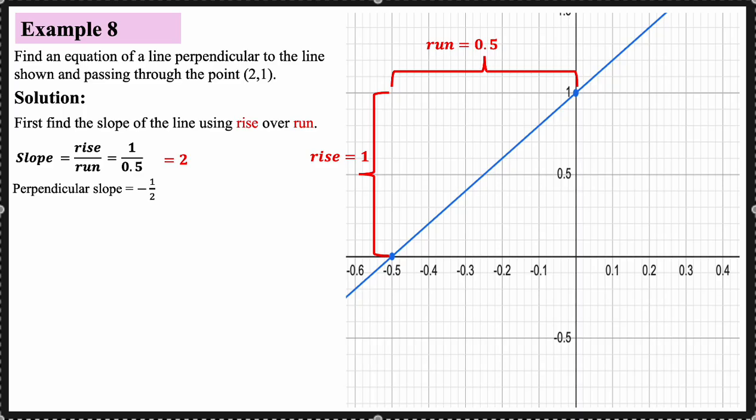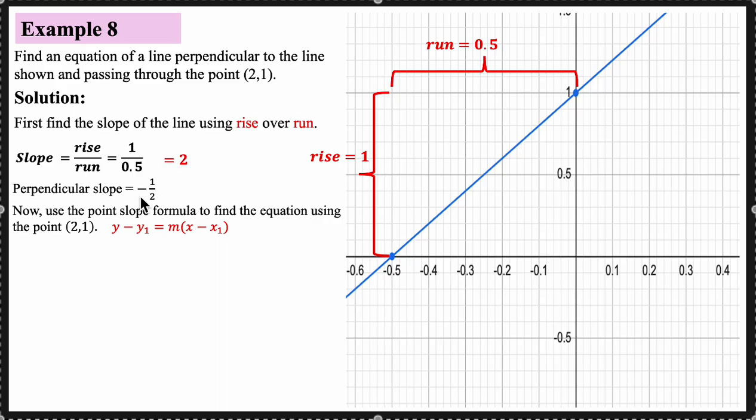Now let's use the point slope formula and substitute the values that we know. We know that the perpendicular slope is negative 1/2, that's my m, and since the line goes through this point, my x1 is going to be replaced by 2, and the y1 would be replaced by 1, and that's what the equation looks like. From here, we can distribute this negative 1/2. Negative 1/2 times x gives you a negative 1/2 x, and negative 1/2 times negative 2 is a positive 1. To solve for y, we just add 1 on both ends. You get y equals negative 1/2 x plus 2.